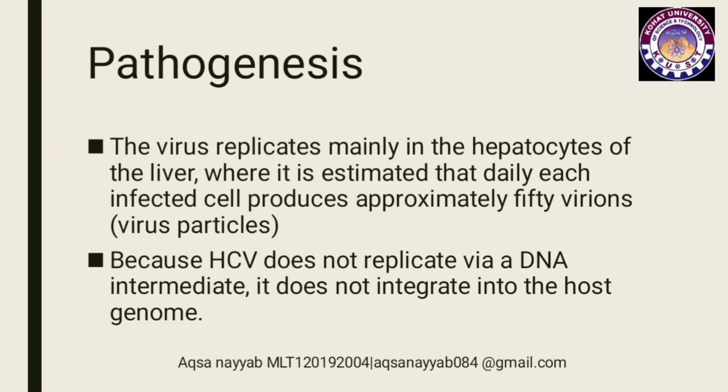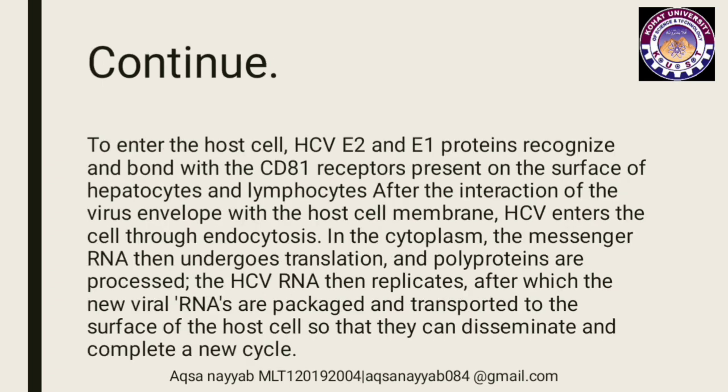Pathogenesis of hepatitis C. The virus replicates mainly in hepatocytes of the liver. Each infected cell produces approximately 50 virions. Virion means virus particle. Hepatocyte means the major parenchymal cell in the liver. Because HCV does not replicate by a DNA intermediate, it does not integrate into the host genome. To enter the host cell, HCV E2 and E1 proteins recognize and bind with the CD81 receptor present on the surface of hepatocytes and lymphocytes. Lymphocyte means a small leukocyte occurring especially in the lymphatic system.